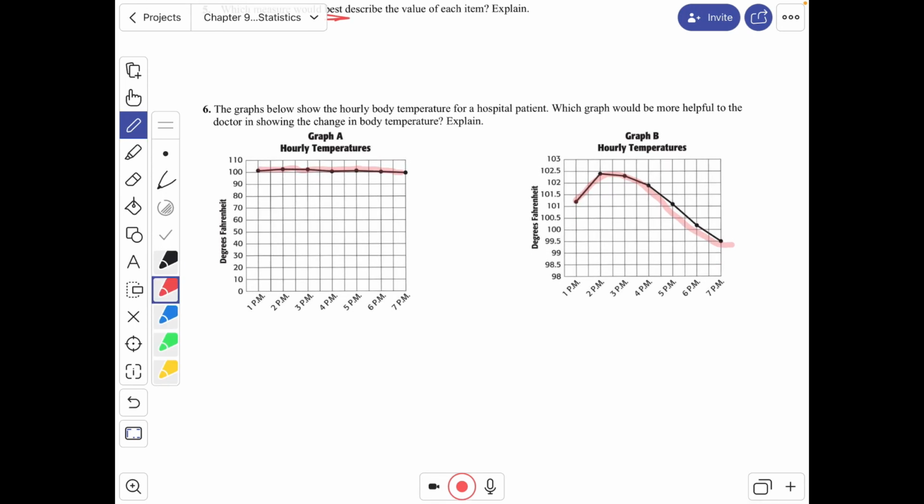So at 1 p.m., the temperature was just a little over 100. At 1 p.m., we can see it was a little over 101. So B shows more detail, and graph A does not. If you were a doctor, which one do you think you'd want to see? Would you want to see more detail of how much it's actually changing? Or do you just want to see that it's around 100? Looks like it's a little over 100 the whole time. Probably want more detail.